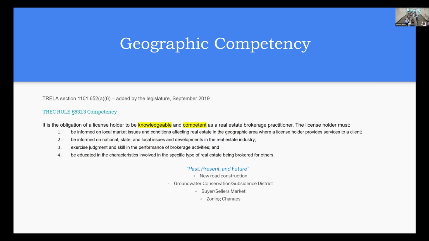Use judgment and skill in the performance of brokerage activity, and be educated in the characteristics of the specific type of broker you're doing. New road construction. You know what's going on, new road construction. The TREC complaint last year cost the agent $7,000, plus the civil suit he's in right now, plus what they charged the brokerage. They went from Houston to College Station, sold a residential home.